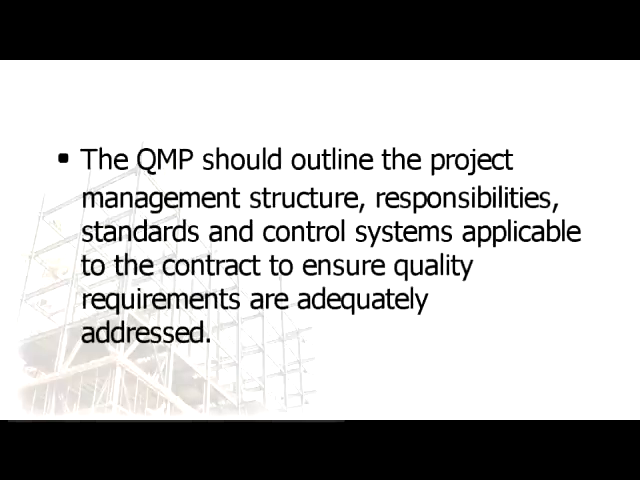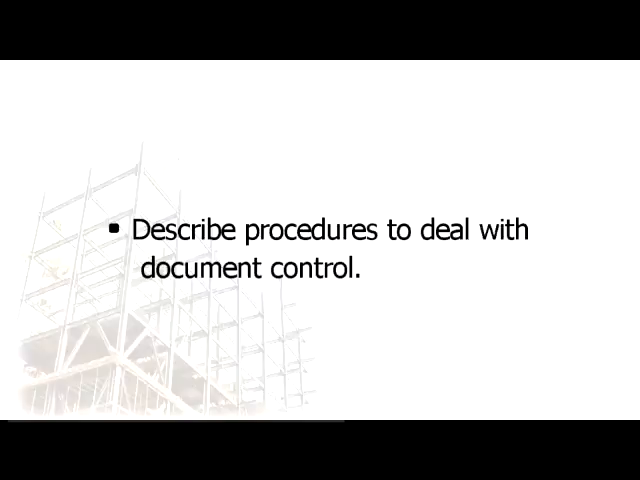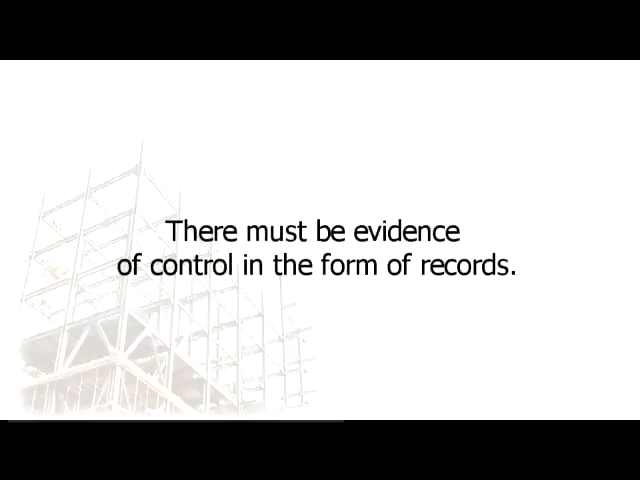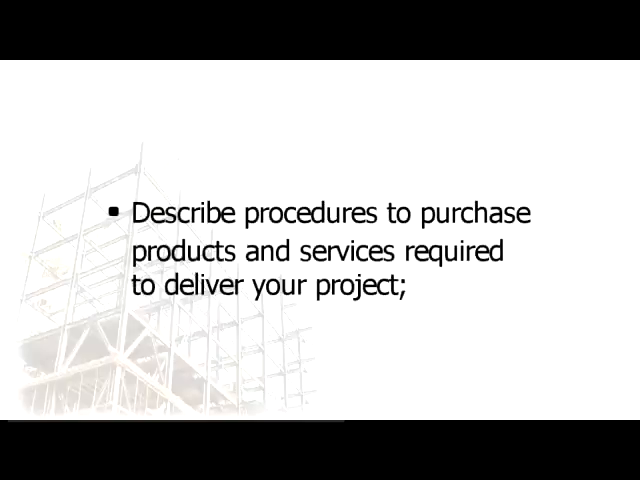The QMP should outline the project management structure, responsibilities, standards, and control systems applicable to the contract to ensure quality requirements are adequately addressed. Describe procedures to deal with document control. The key elements of document control are approval, distribution, and control of superseded documents. In addition, there must be evidence of control in the form of records. Describe procedures to purchase products and services required to deliver your project.